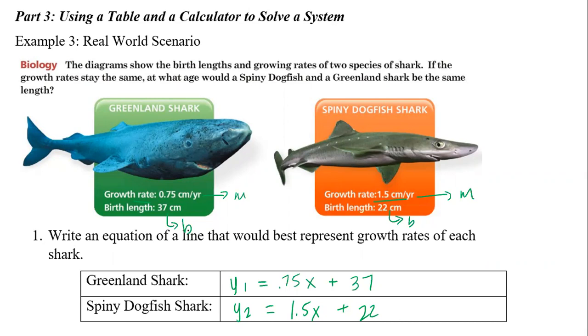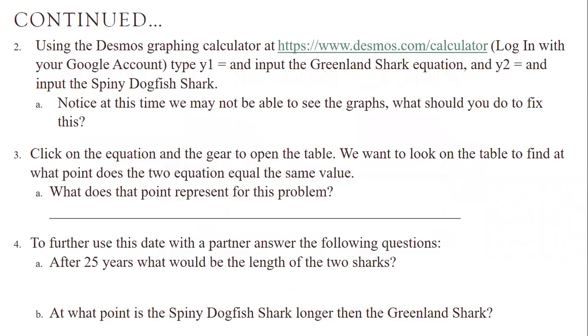How do you feel about taking information and writing linear equations? Good. So the key things are, what's your rate? What's your initial? What's your starting value? Things like that. Okay, so using the Desmos graphing calculator, we're going to type in y1, which is our Greenland shark, and y2, which is our spiny dogfish.